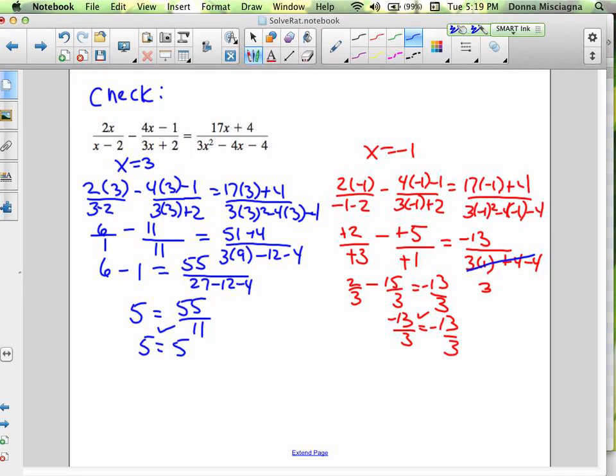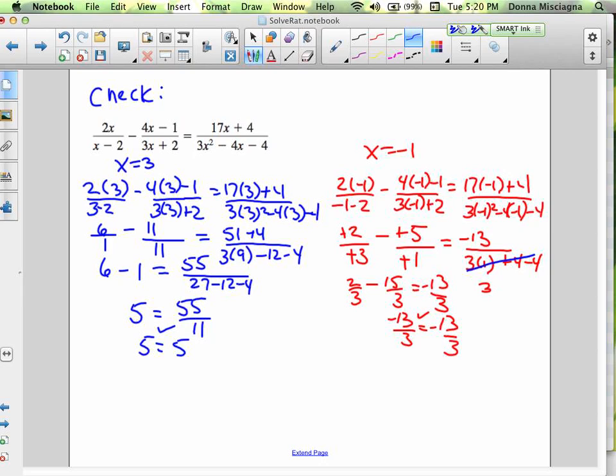2 times negative 1. It's going to give us a negative 2 divided by a negative 3. So that's just 2/3. We have 4 times negative 1 minus 1. That's going to be minus a negative 4 minus 1 is negative 5. Negative 3 plus 2 is negative 1. So that's going to be a positive 5. That's why their pluses are in there. And then 17 times negative 1 is negative 17 plus 4 is negative 13.